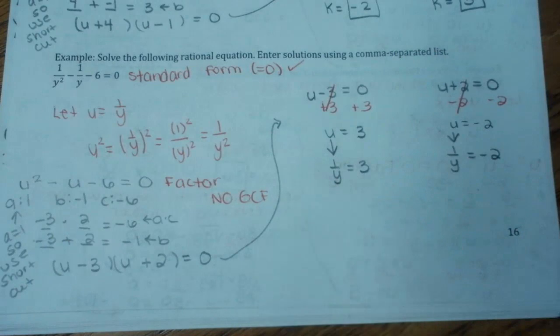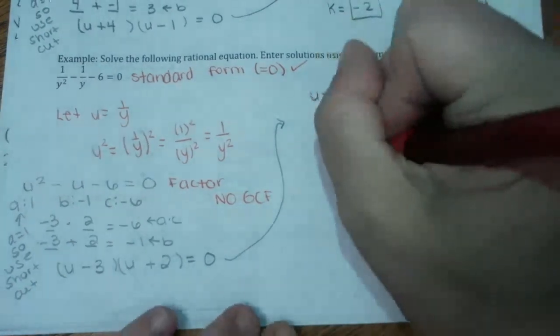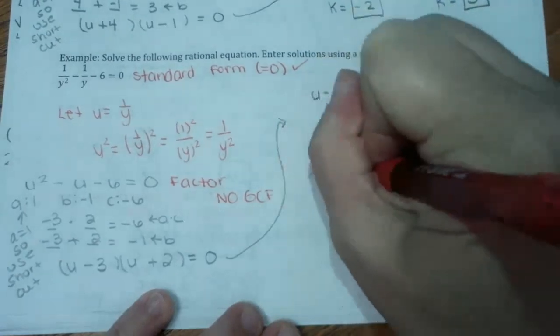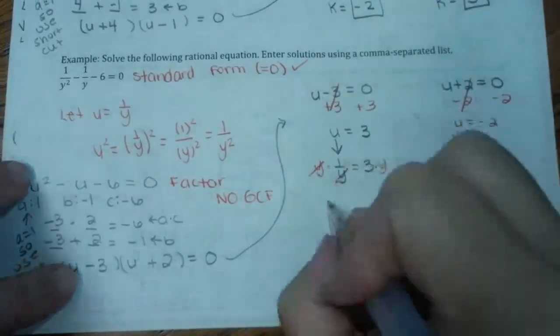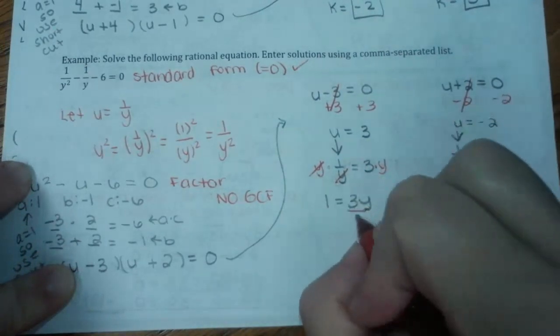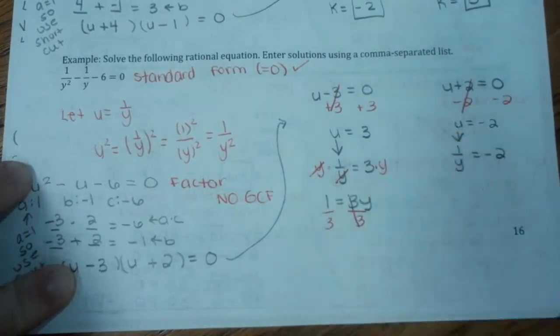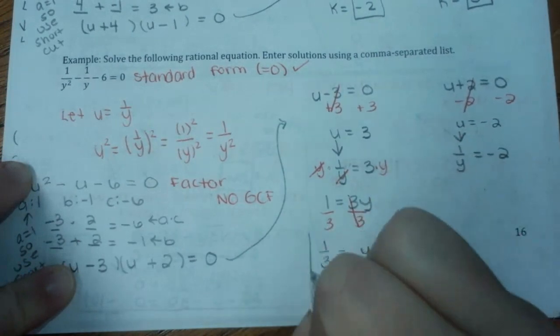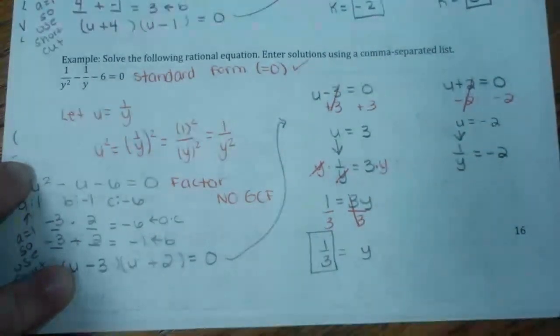All right, so let's try to get y by itself. 1 over y equals 3. It's 1 divided by y. So let's multiply both sides by y to get that y out of the denominator. Those cancel. We're left with 1 equals 3 times y. Now getting y by itself, we can divide by 3. So we're left over with 1/3 equals y. We got y by itself, so 1/3 is one answer.